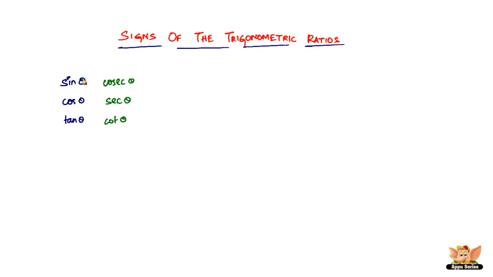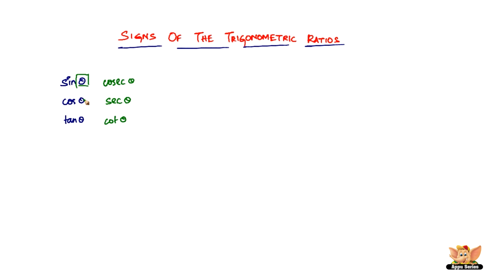Then do you think every time they've got the same sign, or don't you think the signs change? Well, the signs do change. The signs depend on which quadrant the theta lies in. I'm sure you know what a quadrant is. I'll explain it to you in a bit now.